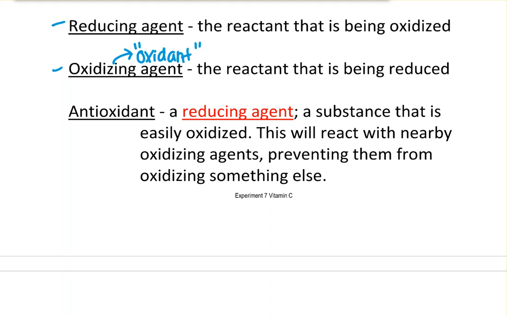And the reason that's important is that in your body, sometimes there are oxidizing compounds or species that will react with your proteins and do damage. And if you have antioxidants present, those oxidizing molecules or ions will react with the antioxidant instead of damaging a protein.